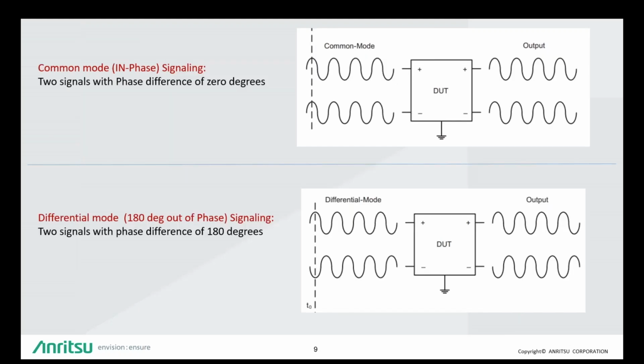And again, in summary, common mode signals are 2 signals with a phase difference of 0 degrees, as you can see here from the first plot here. And differential mode signaling is where the 2 signals are 180 degrees out of phase, like shown in the second picture.